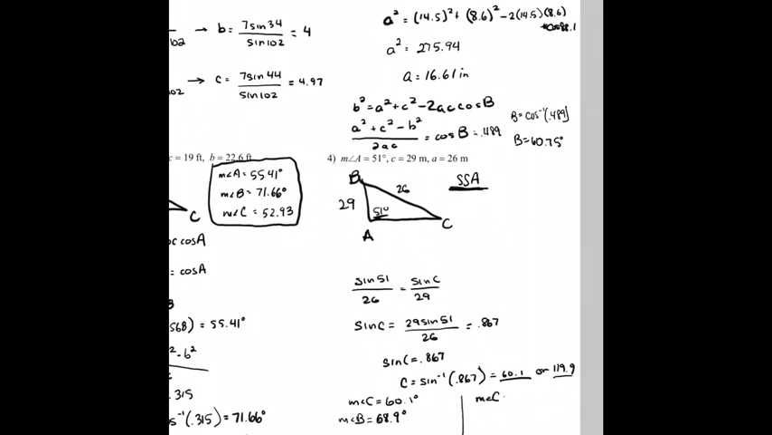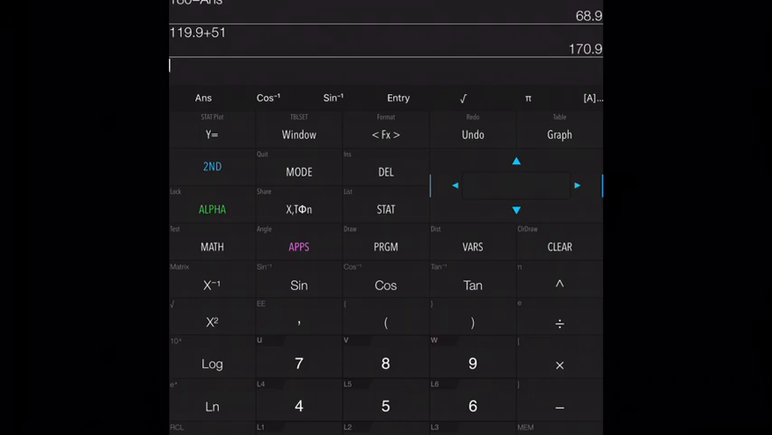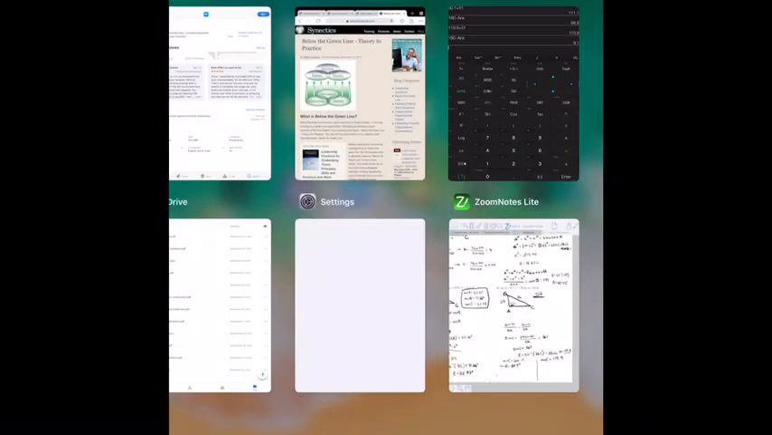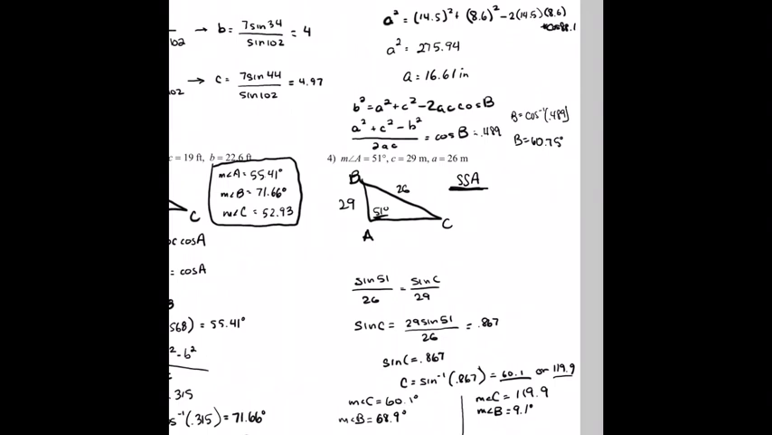Or we could say if measure of angle C is 119.9, then we could add that to 51 and subtract from 180. So it's 9.1. So measure of angle B could be 9.1 degrees.